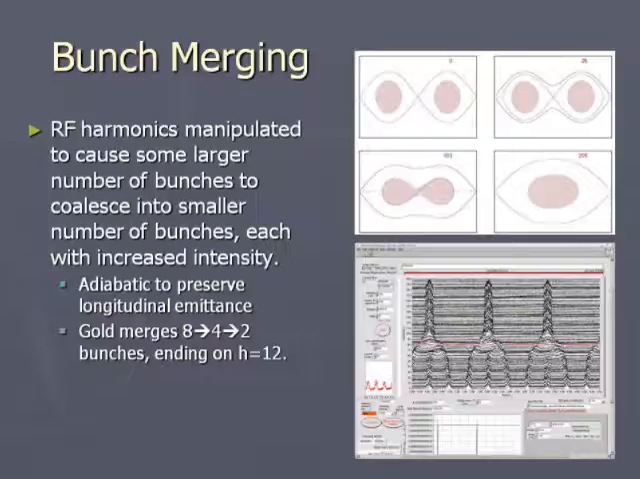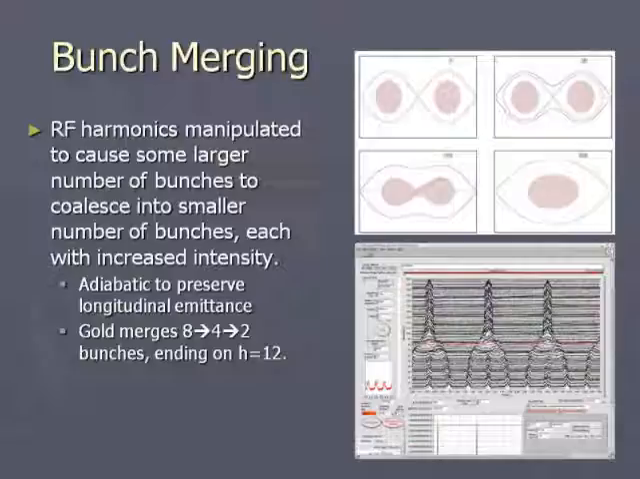So as I said, we do this bunch merge for gold. We get 24 bunches from the booster after the last transfer, and then we manipulate the RF harmonics. We start out at 24. We want to accelerate on 12, but we want 4 bunches at the end, which actually takes h equals 4, h equals 8, h equals 12, and h equals 24 to do this up and down dance.